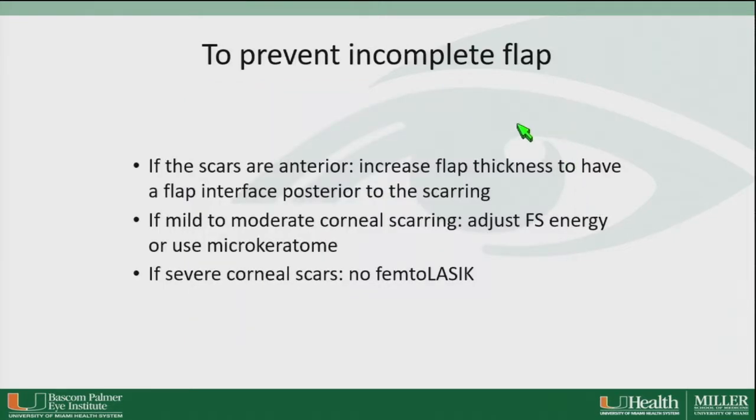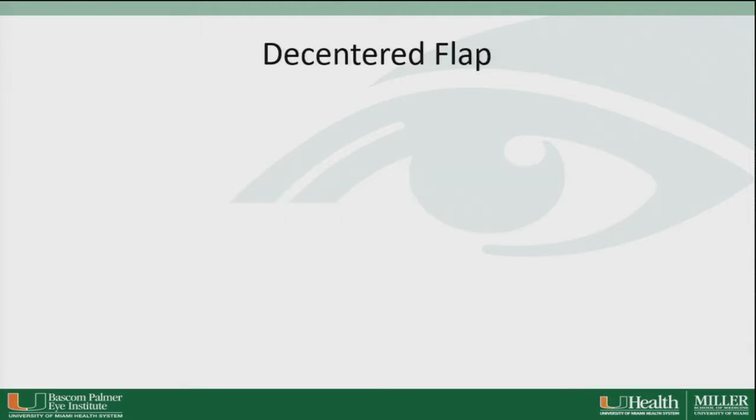So to prevent an incomplete flap, if the scars are anterior, such as from old foreign body scars, you may increase the flap thickness to have a flap interface posterior to the level of scarring. If the scars are mild to moderate, you can adjust the femtosecond laser energy or use a mechanical microkeratome. And if there are severe corneal scars, do not use the femtosecond laser.